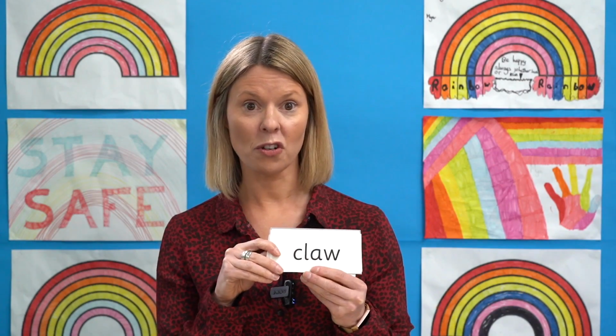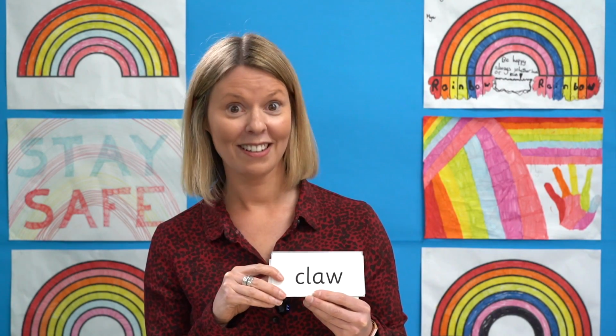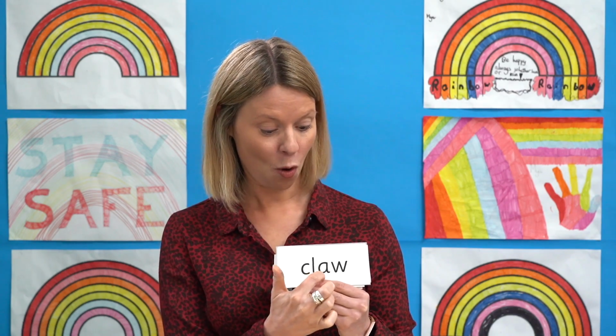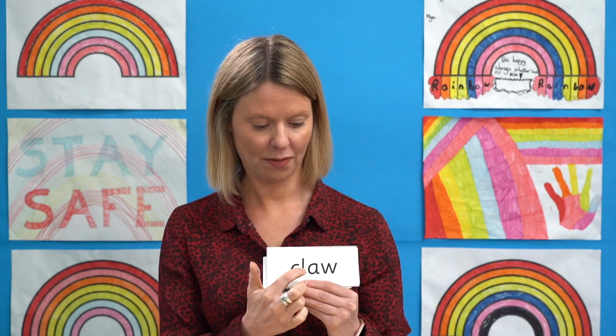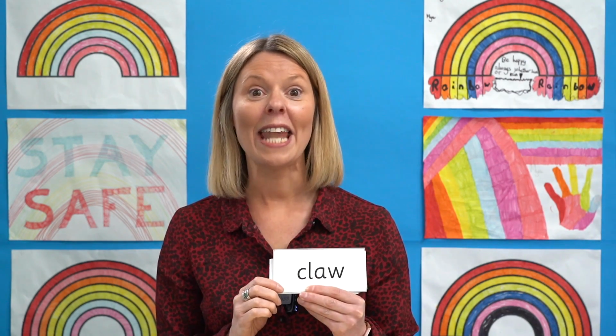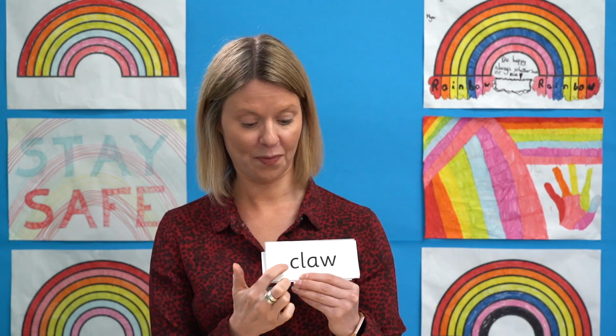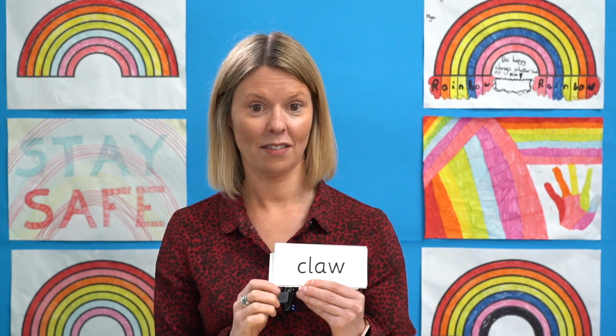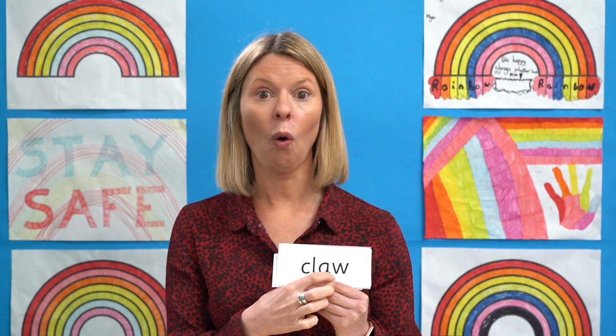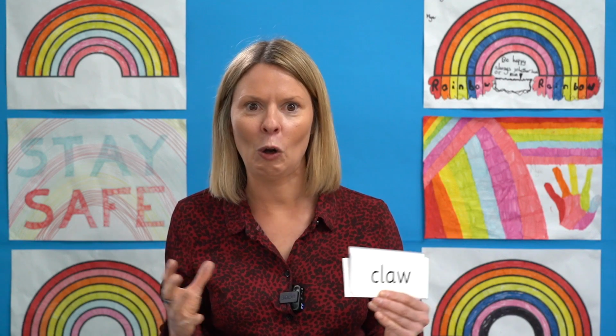Super sounds. Let's read some words with graphemes we already know. Can you spot the digraph? Yes, the digraph is or. Read each sound as I point. Now blend and read the word. K, L, or. Claw. A crab has big claws.